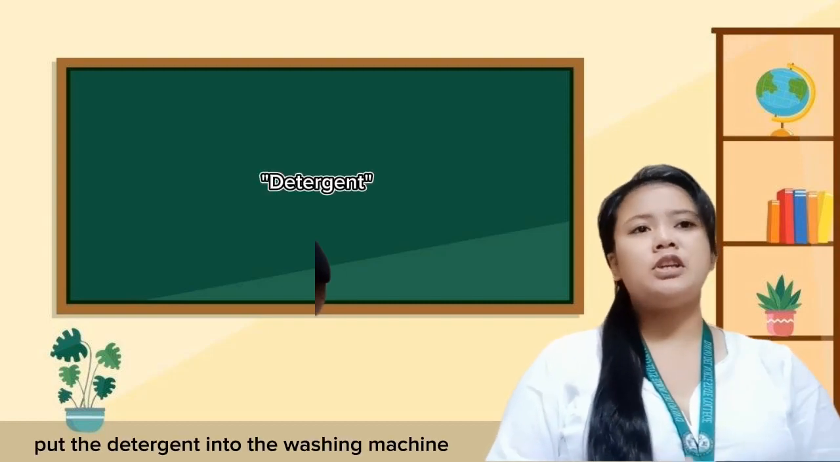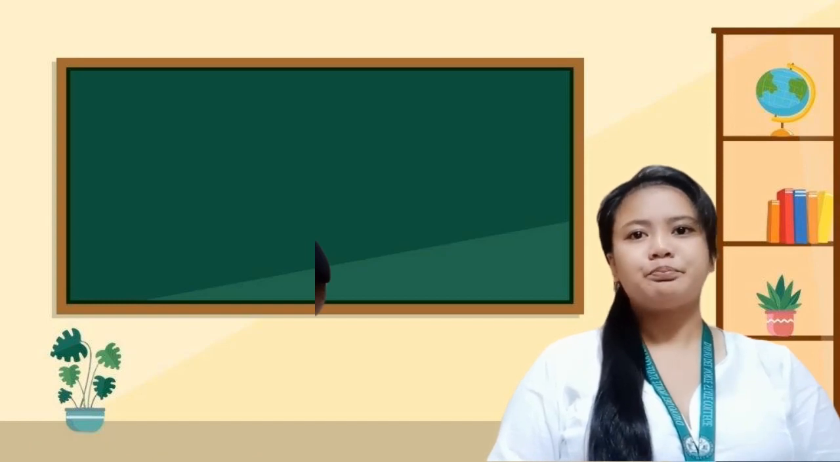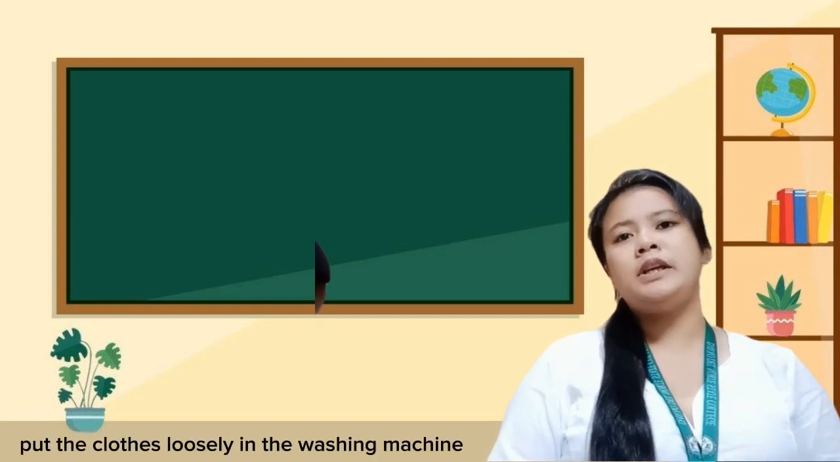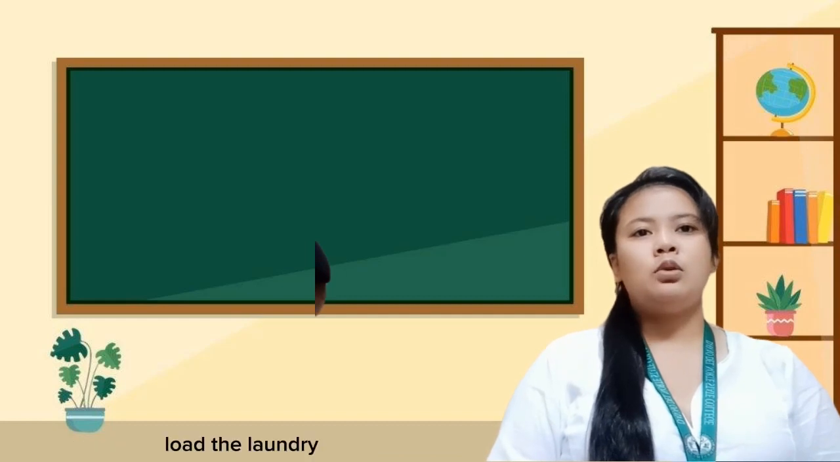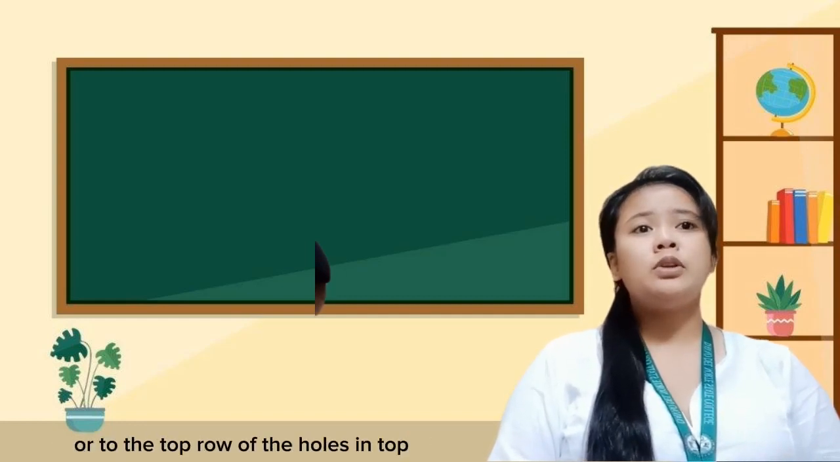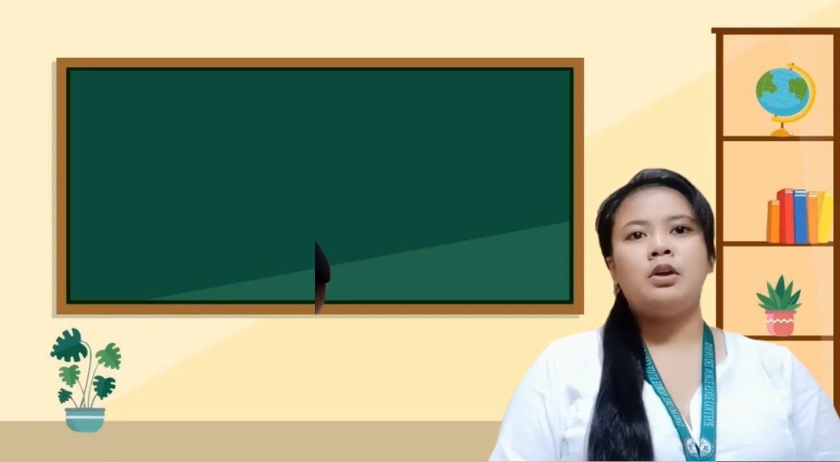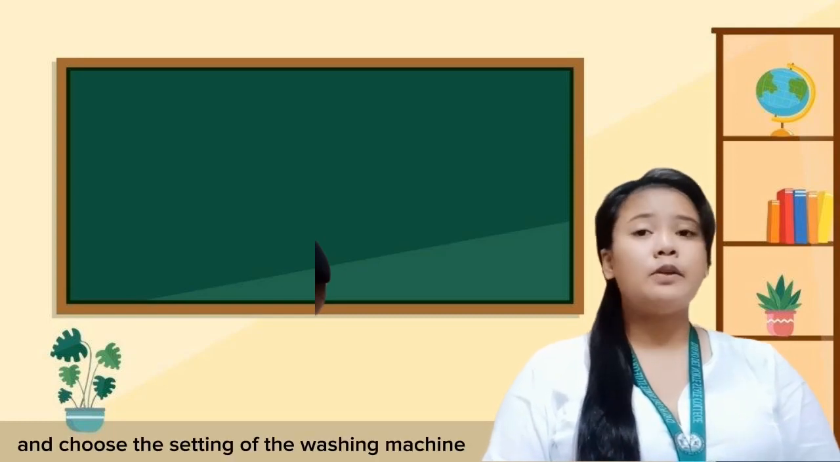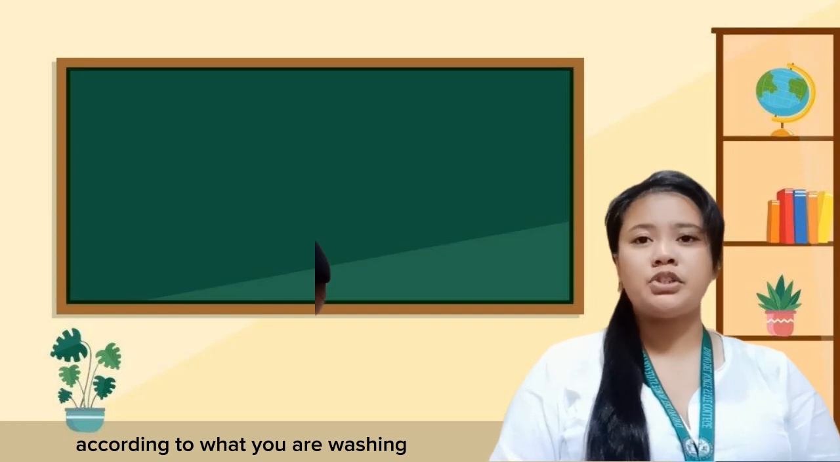Put the detergent into the washing machine. Put the clothes loosely in the washing machine. Load the laundry as high as the manufacturer specifies or to the top row of the holes in the tub. Close the lid and choose the setting of the washing machine according to what you are washing.